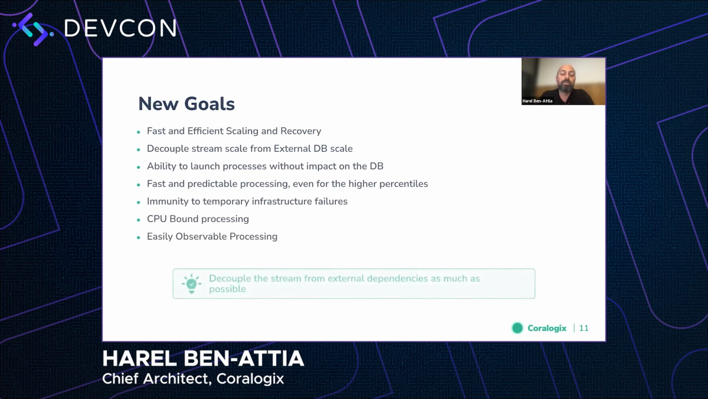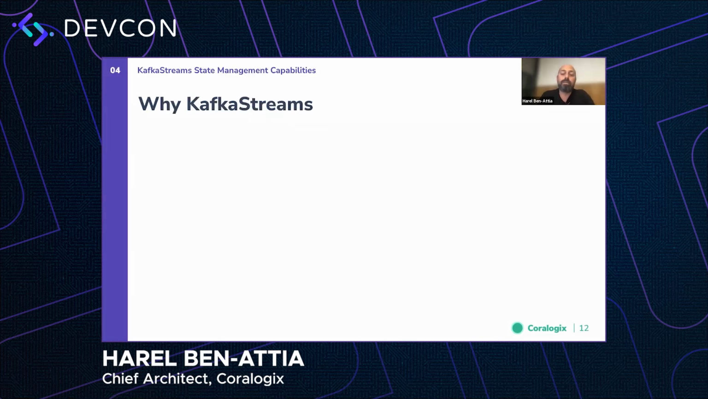The way we chose to achieve this is by decoupling the stream state from external dependencies as much as possible. We'll soon see how we achieve that, but before that, let's talk a bit about the choice of Kafka Streams itself. We saw earlier that the classic use of Kafka just for input and output of a stream does not provide the answers to what we need. But why did we choose Kafka Streams?